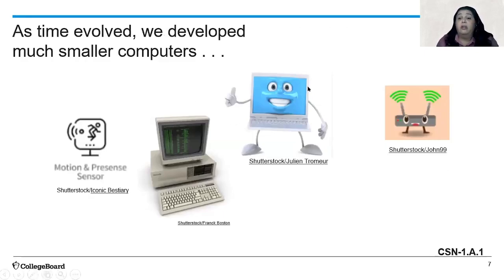So we started with these lovely big computers and they got smaller and smaller and smaller. If you look, we had the computers with the nice lime green font. That was our first PCs that came out. And we also have computing devices like sensors for our smart homes. And let's not forget our routers. They are actually computing devices and they really help push things along.